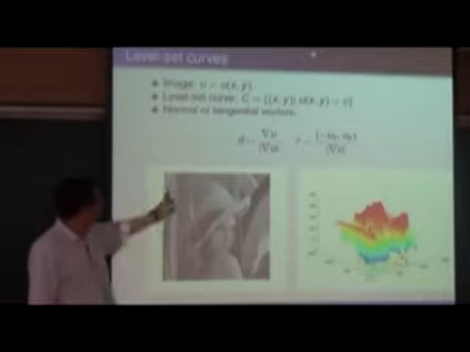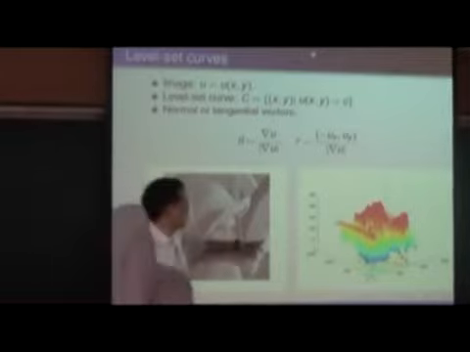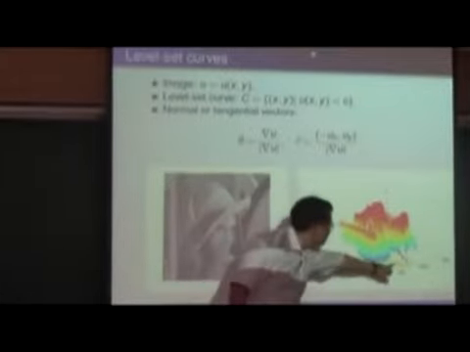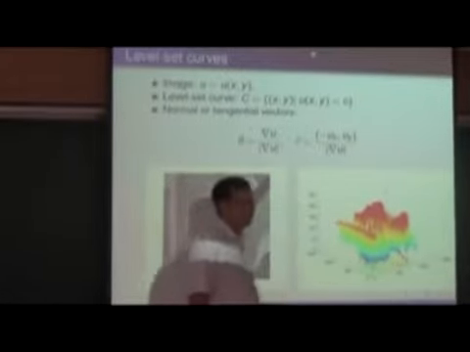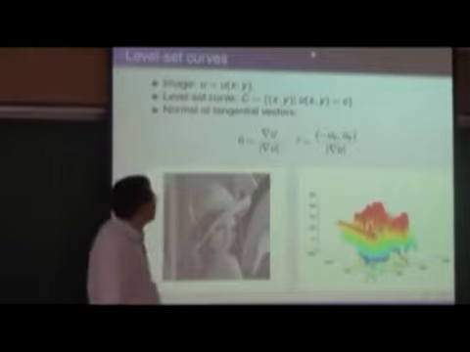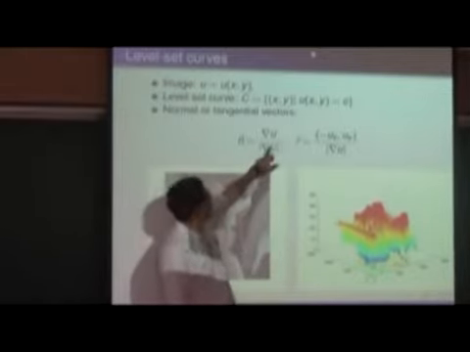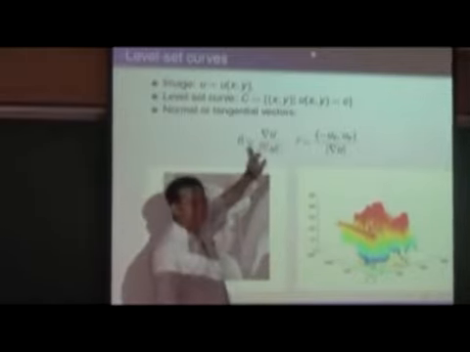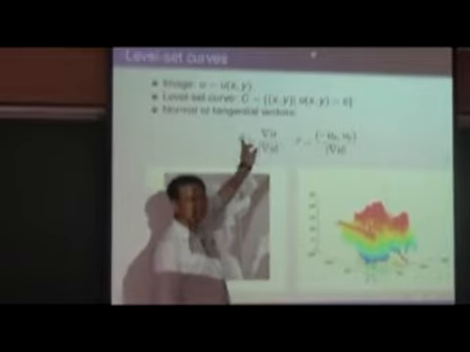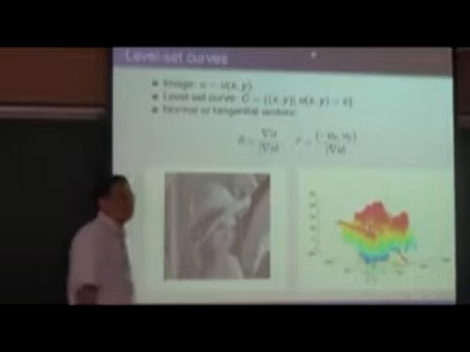If this is an image, a surface plot, here you can see the corresponding contour. If the gradient of u is non-zero, then gradient u divided by its magnitude, I write n. So what's the geometrical meaning of this n?